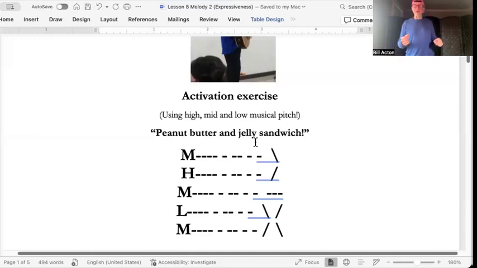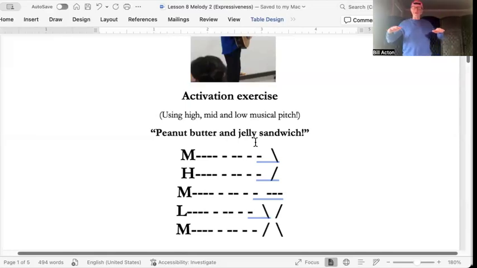And in the warm up, again, going from left to right as always, the first one is at mid. We're going to use the same sentence, peanut butter and jelly sandwich, and we will use the MT4s from lesson 7 as part of the warm up. So something like this: peanut butter and jelly sandwich. Do that again. Peanut butter and jelly sandwich. Then we're up to high pitch. Peanut butter and jelly sandwich.